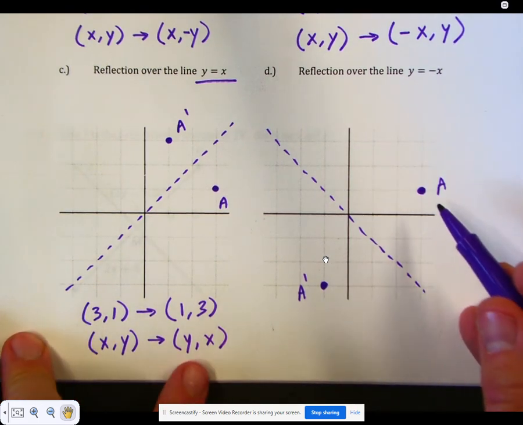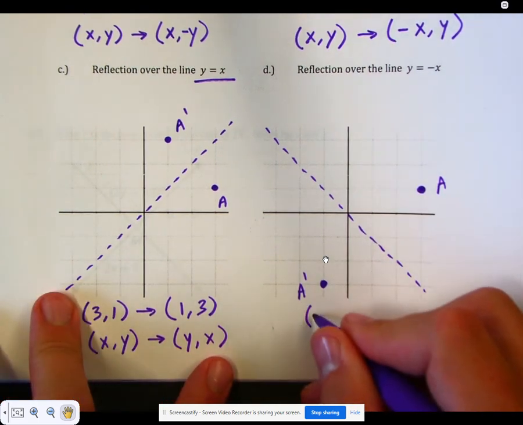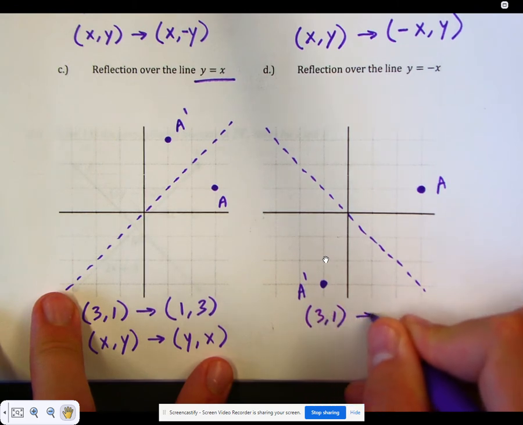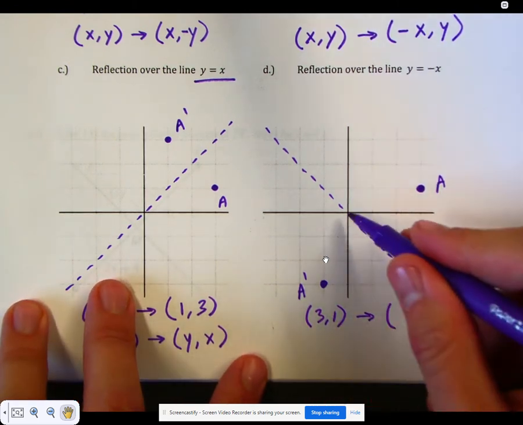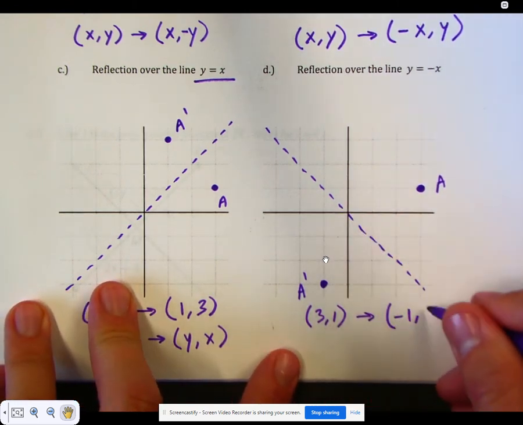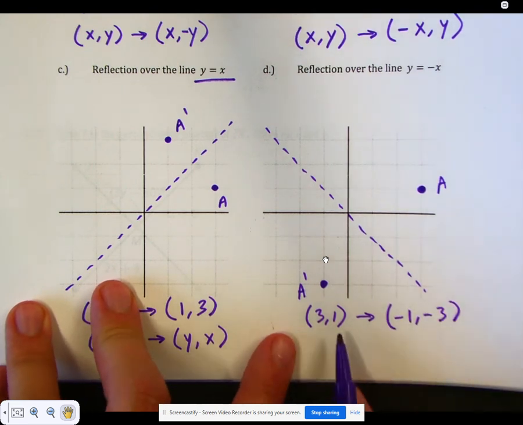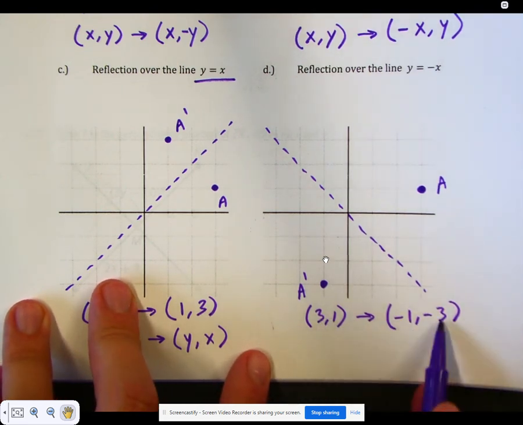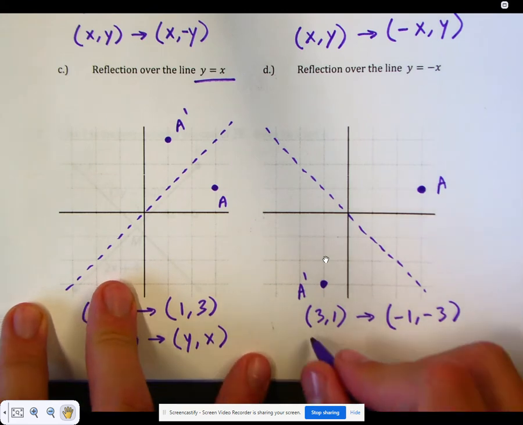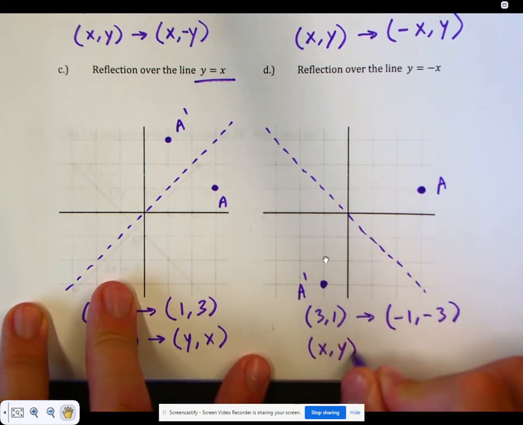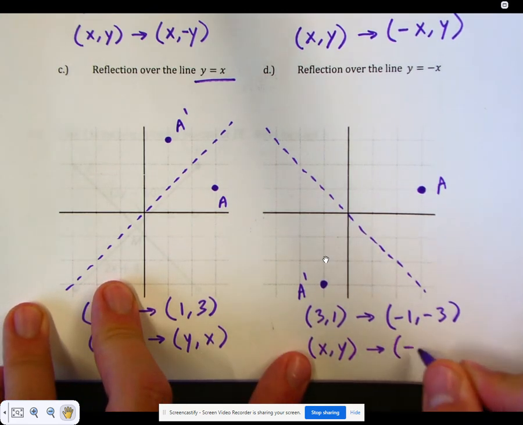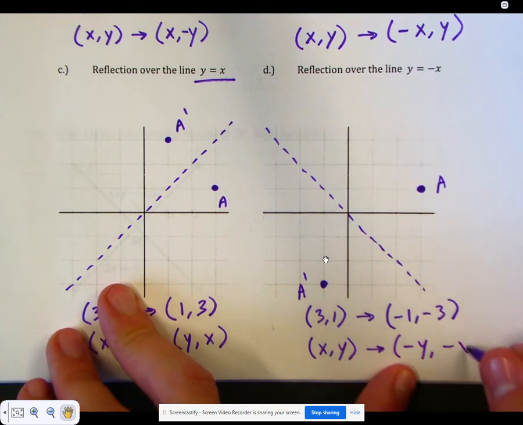Lastly, the point 3, 1 mapped to the point negative 1, negative 3. That one's really weird, right? It swapped the x and the y, but also made them both opposite. So we can say xy maps to negative y, negative x.